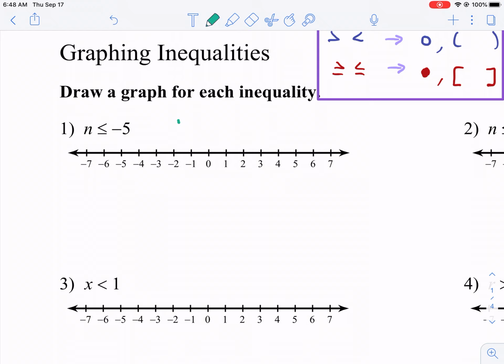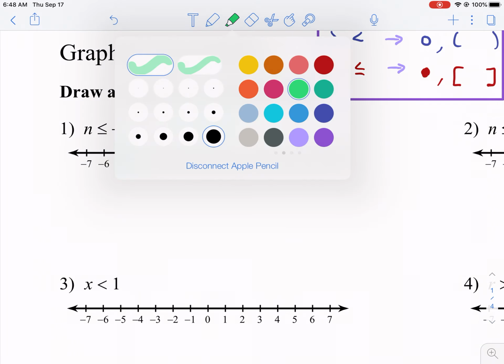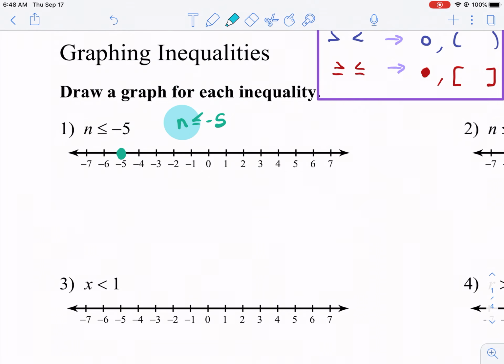What does this mean? Well, if n equals -5, we're just talking about one point, one solution. There's only one answer: -5. Anytime we have a less than or greater than inequality, we're talking about a range of values. So what is the range of values? What numbers can we input for n that make this a true statement? Well, there's a whole bunch.